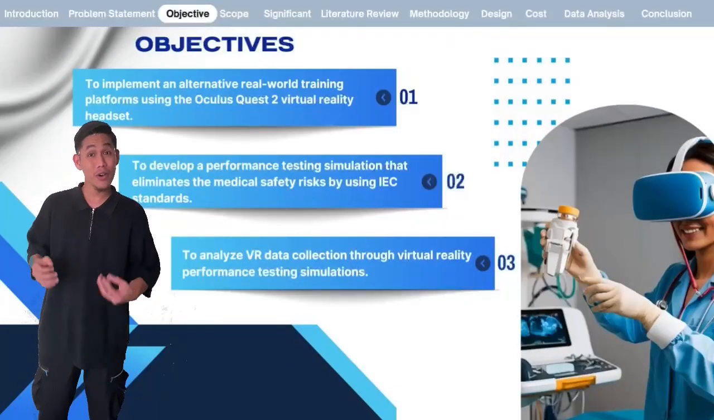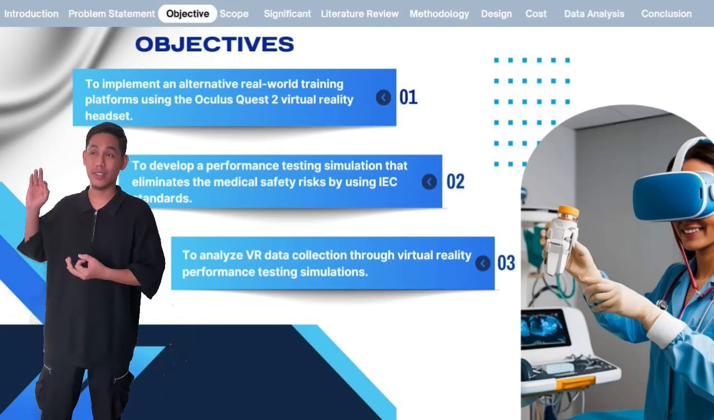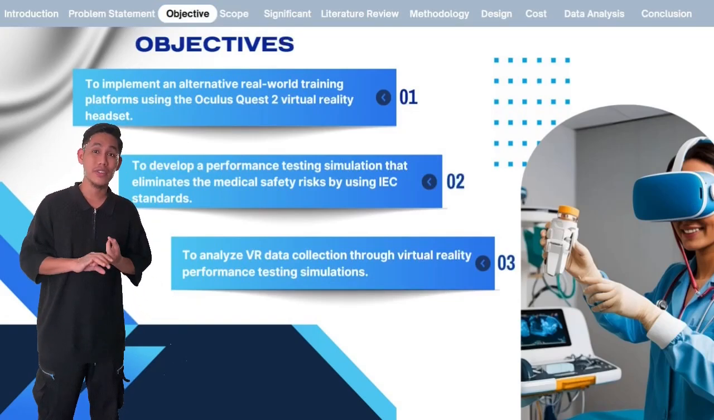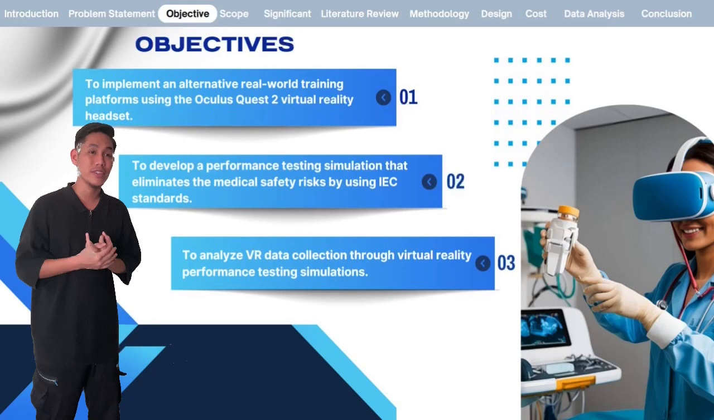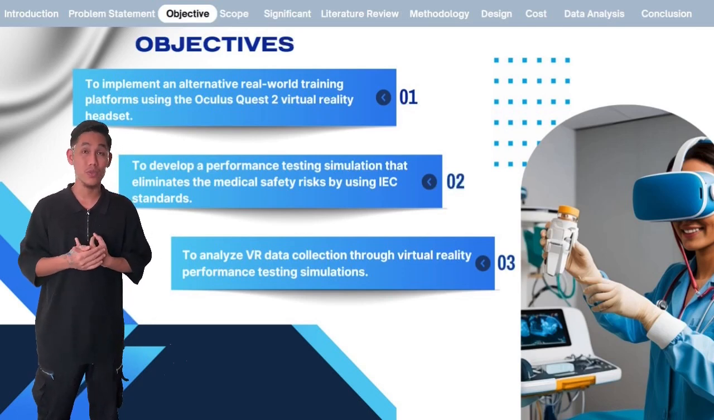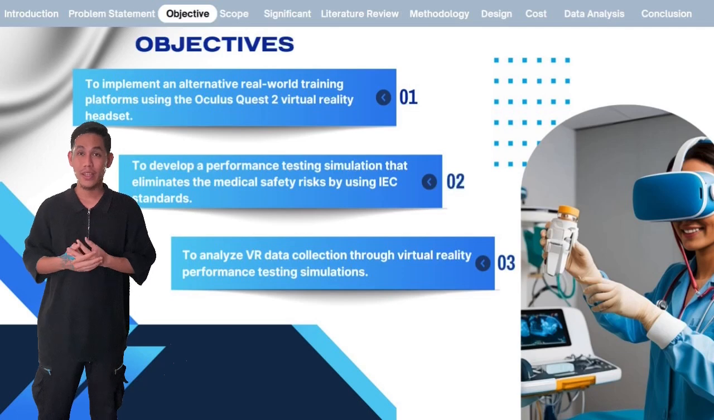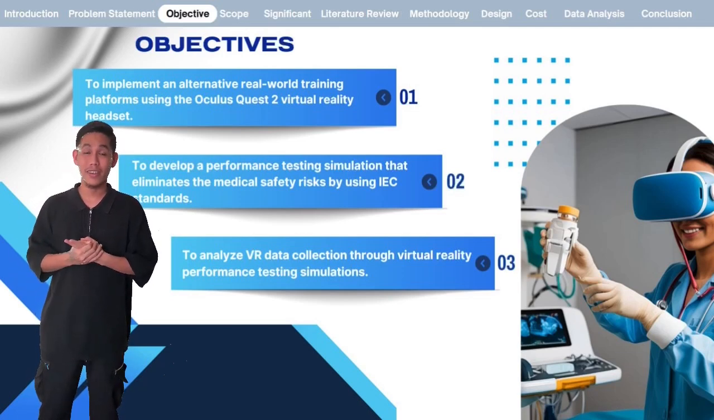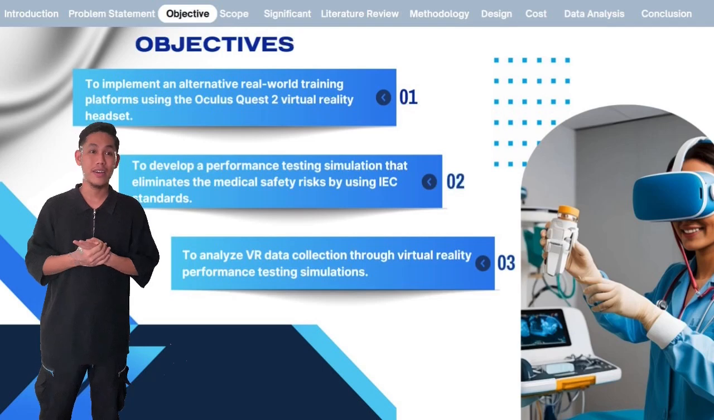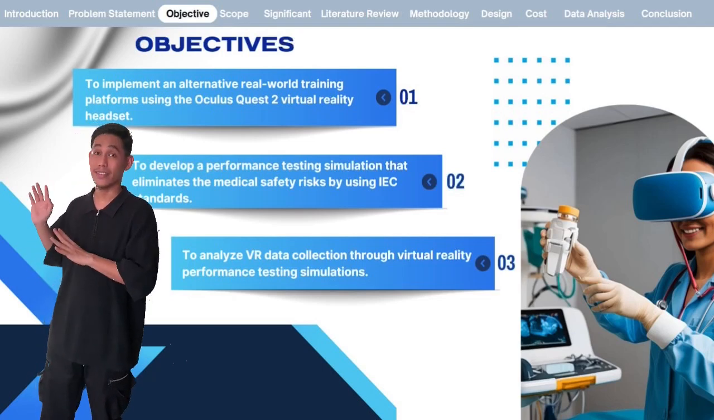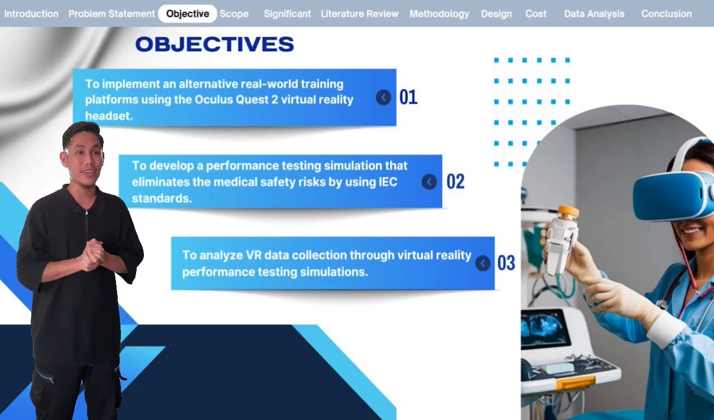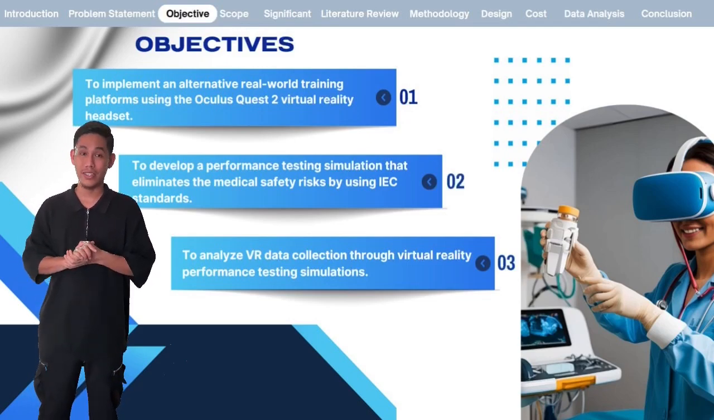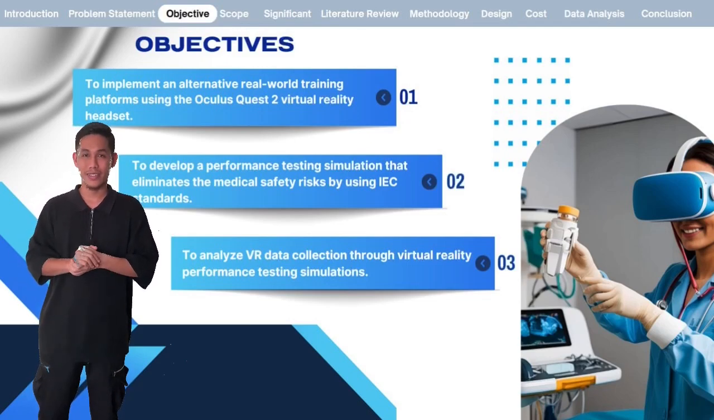Okay, so how do we want to solve the problem? For the objectives, I have three. The first is to implement an alternative real-world training platform using Oculus Quest 2 virtual reality. The second is to develop a performance testing simulation that can eliminate the medical safety risk by using the IEC standard. And the last one is to analyze VR data collection through the virtual reality training.